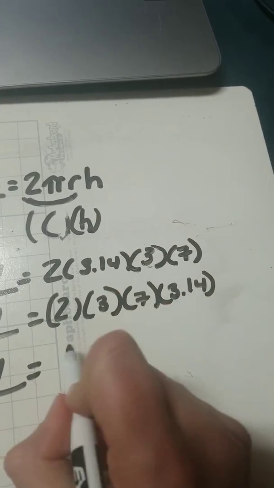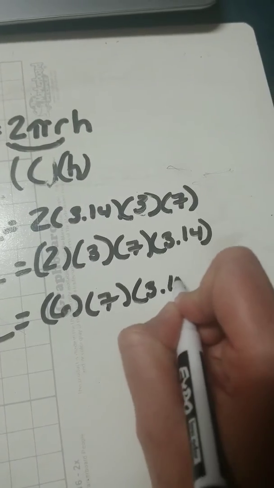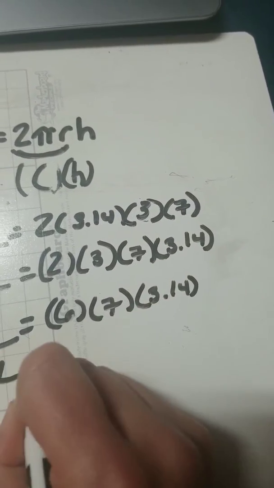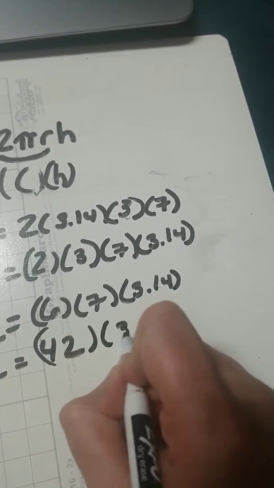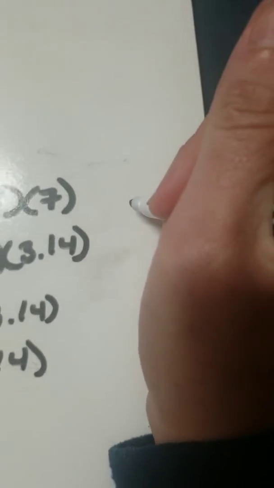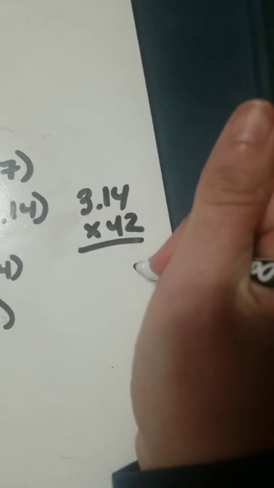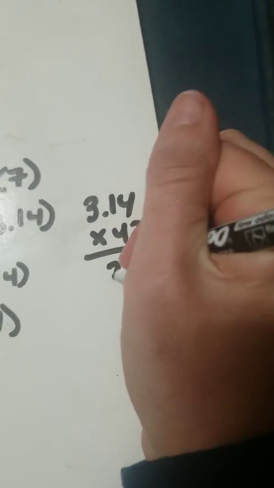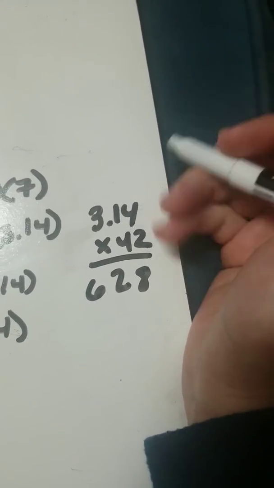So 2 times 3 is 6. 6 times 7 is 42. And then I'm going to multiply that times 3.14. So I'm going to do that work over here. 3.14 times 42. So 2 times 4 is 8. 2 times 1 is 2. 2 times 3 is 6. We're going to ignore that decimal until the very end.